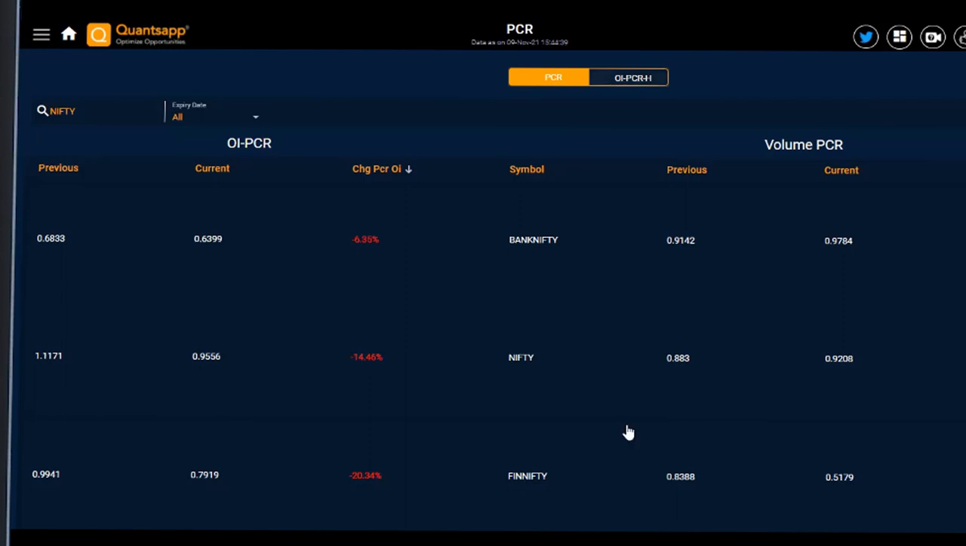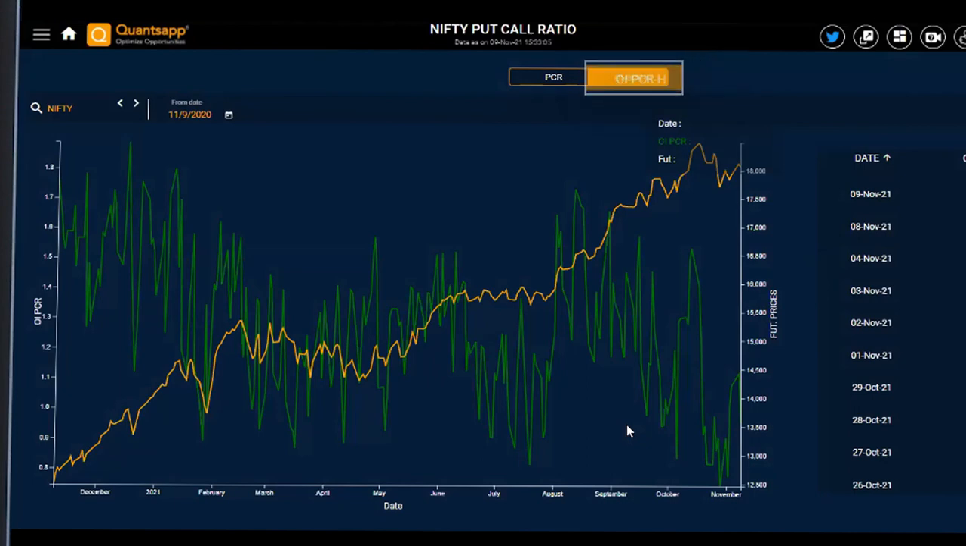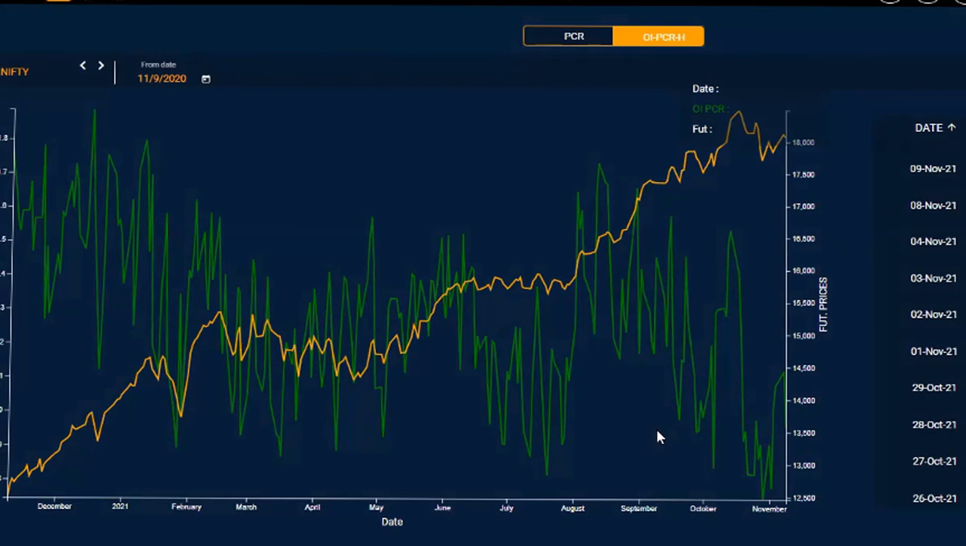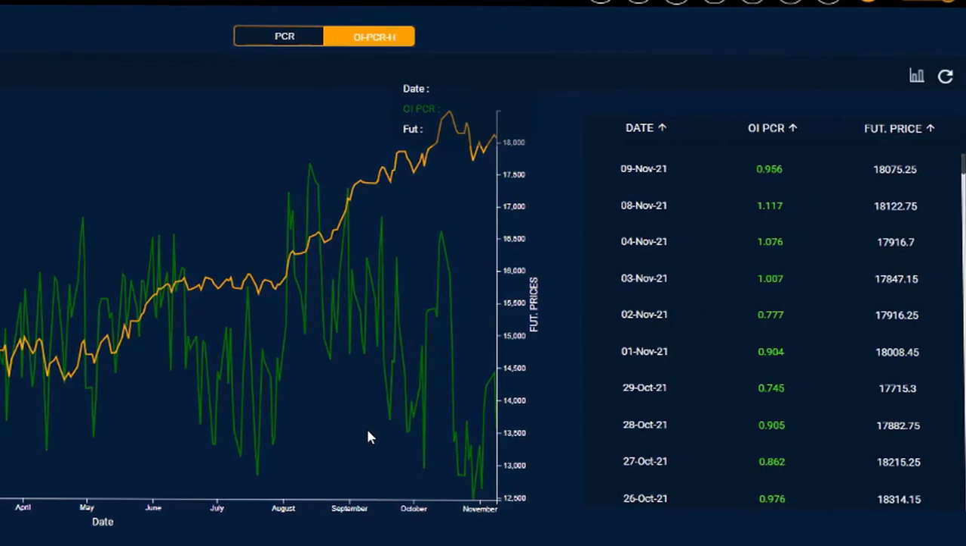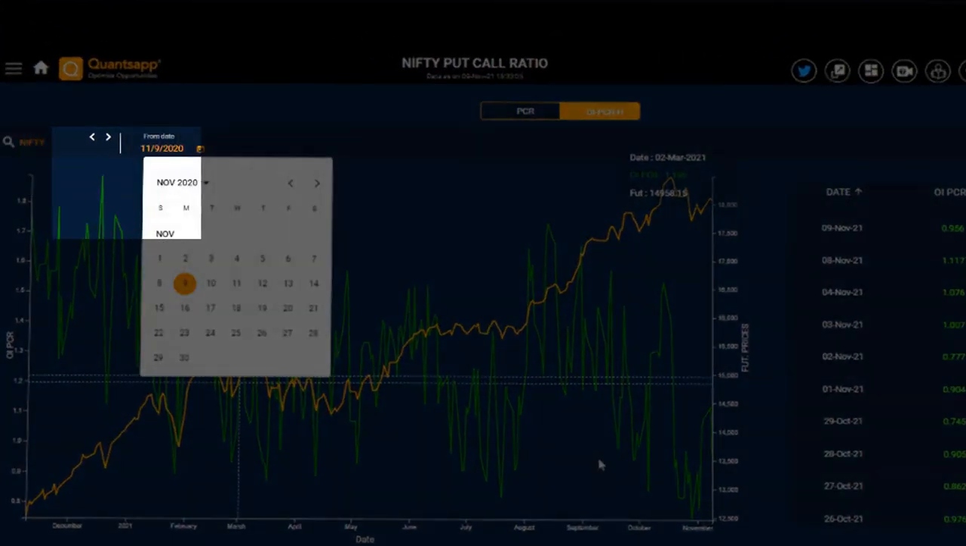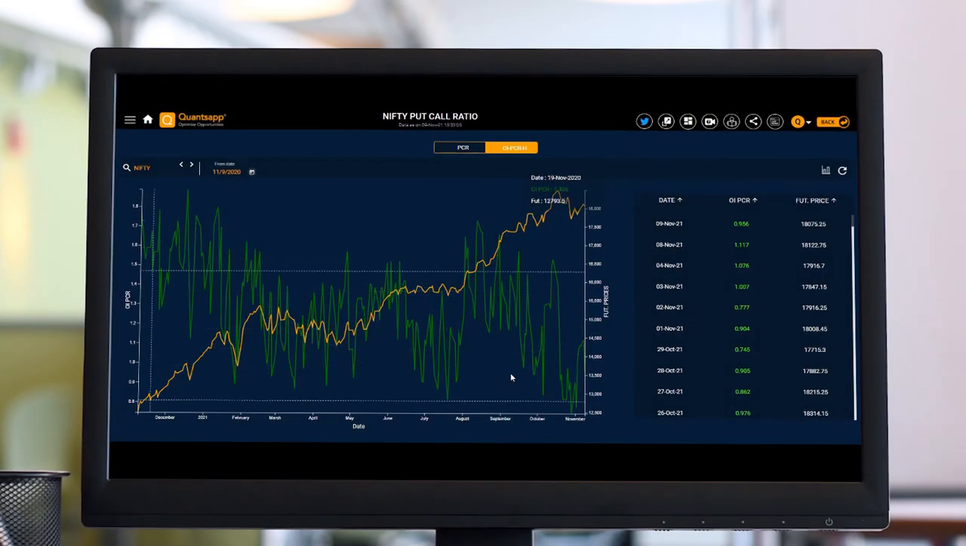So we can go to OYPCRH. We will go to the historical data to check how exactly the PCR's historical behavior was in comparison with price. In the historical data, we can first select our instrument from here, and then I can increase or decrease the data. So in the graph, the green color lines are showing us the put call ratio on that day, whereas the orange line is showing us the PCR.